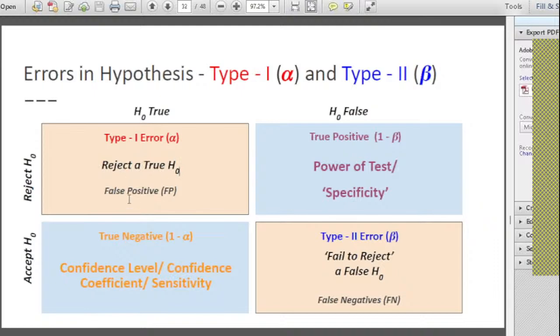False positive. It is also called false positive. If you are getting confused with this, false positive, just think of it as positive meaning change.